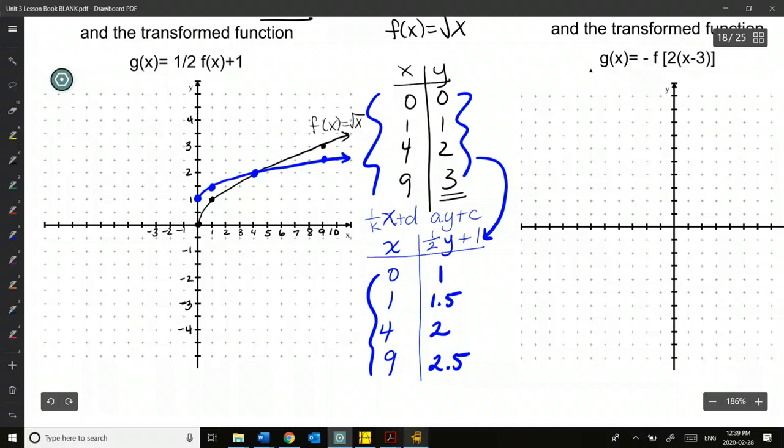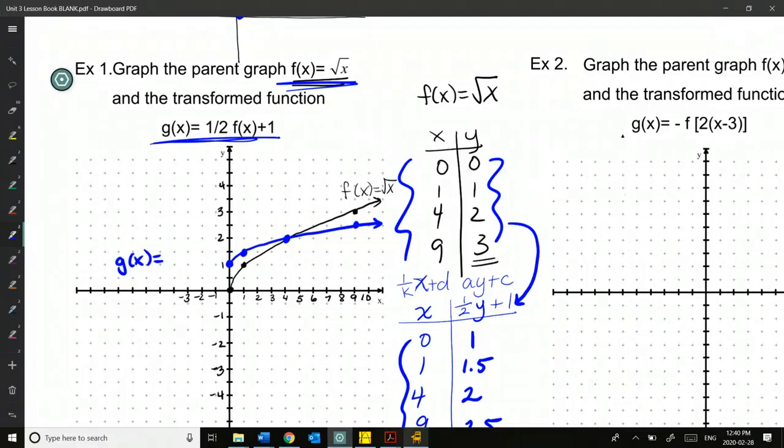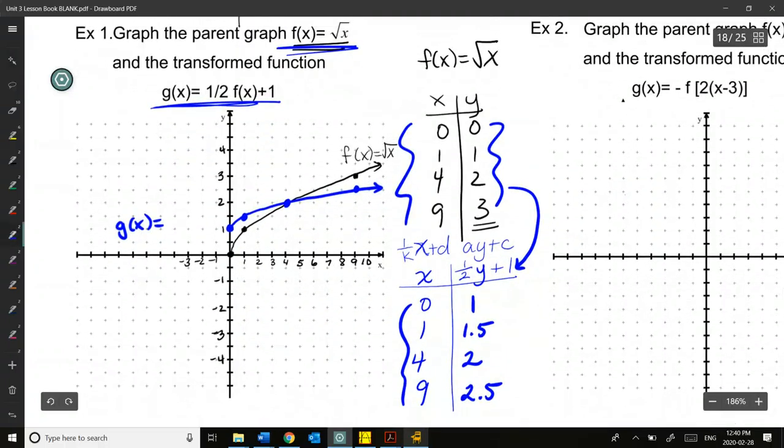So I want you guys to think about that for a couple seconds, see if you can figure it out. How do we combine the parent function, square root of x, with this transformation function, and then we're going to label it on the graph here. So g at x equals what? So what should the equation look like?